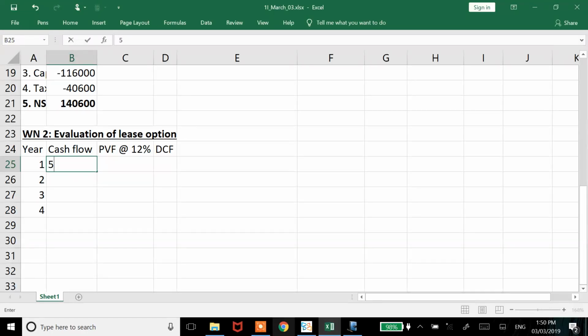Now listen, year 1 I will pay only rental. I don't get any tax benefit. Year 2 I pay rent and get the tax benefit of the first year rental. Again I pay and get the tax benefit. Last 4th year is only tax benefit. So: only rental, rental plus tax benefit, rental plus tax benefit, only tax benefit.